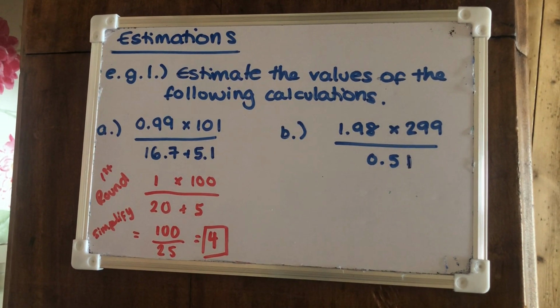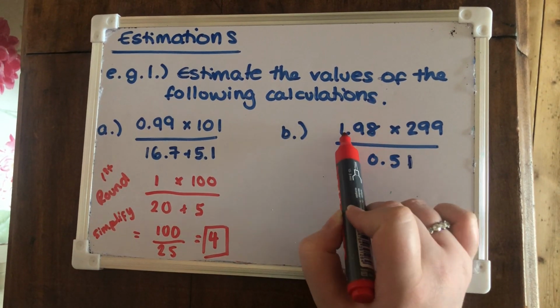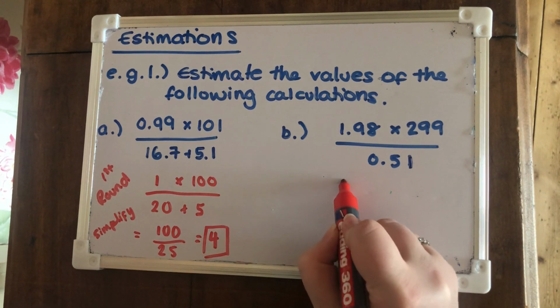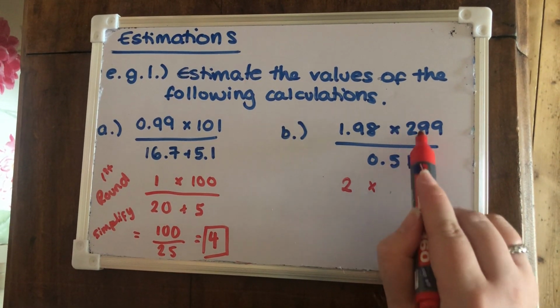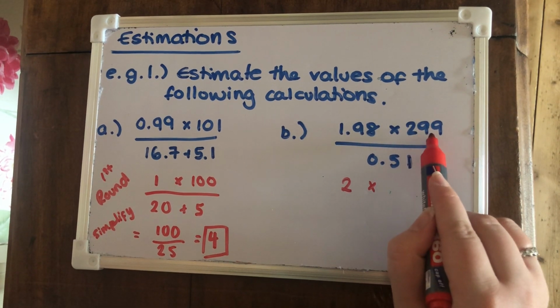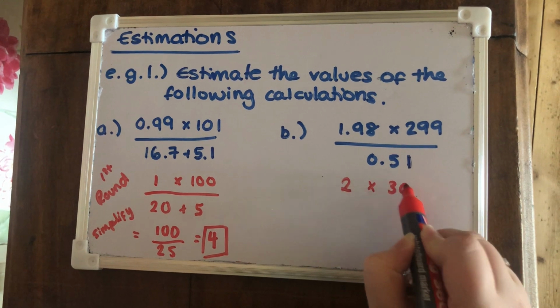Okay, so for the next one, we're going to do exactly the same thing. So the first sig fig would be the 1. The 9 would make the 1 bigger, so that's just going to become 2. The 2 here is the sig fig. The 9 is obviously bigger than 5, so that's going to round it up, so it's going to become 300.